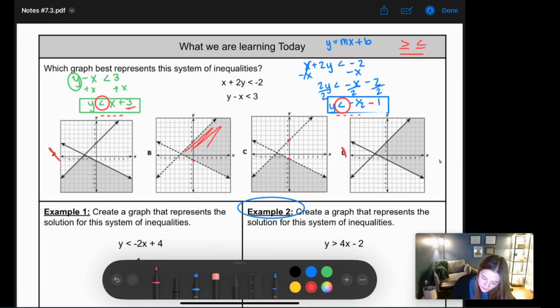So the shading should be below it, but look at that. The shading is actually above it. So B cannot be it. Your best answer choice is C, and I can test it and make sure.